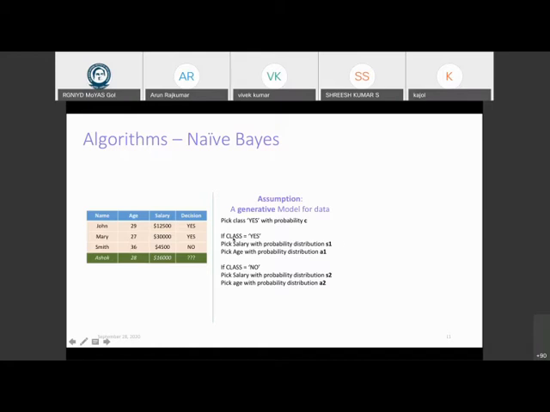Similarly, I'll pick one for the salary as well. Right? So now what are these distributions? What do I mean by these distributions? Let's first look at picking the class yes with probability C.